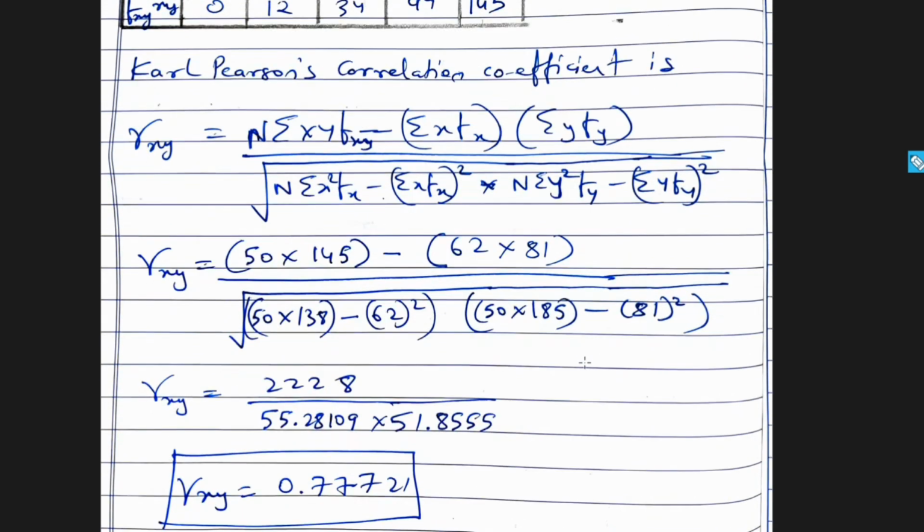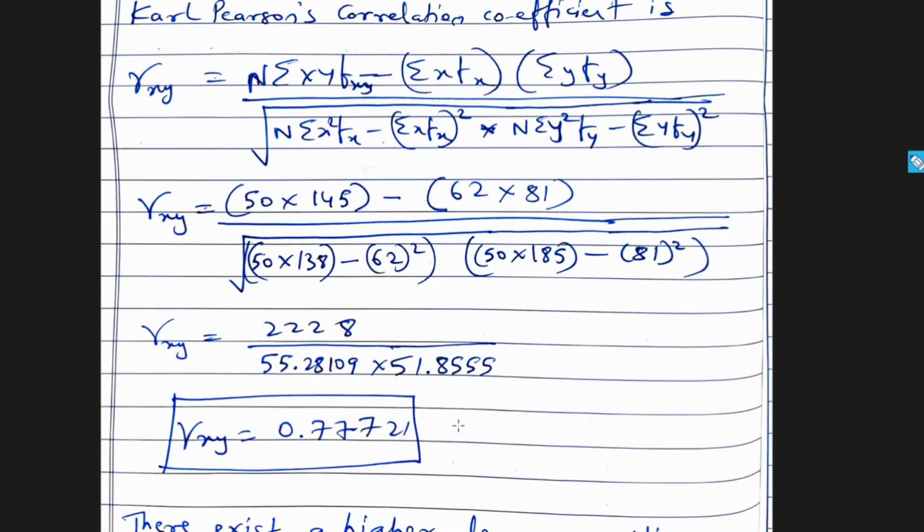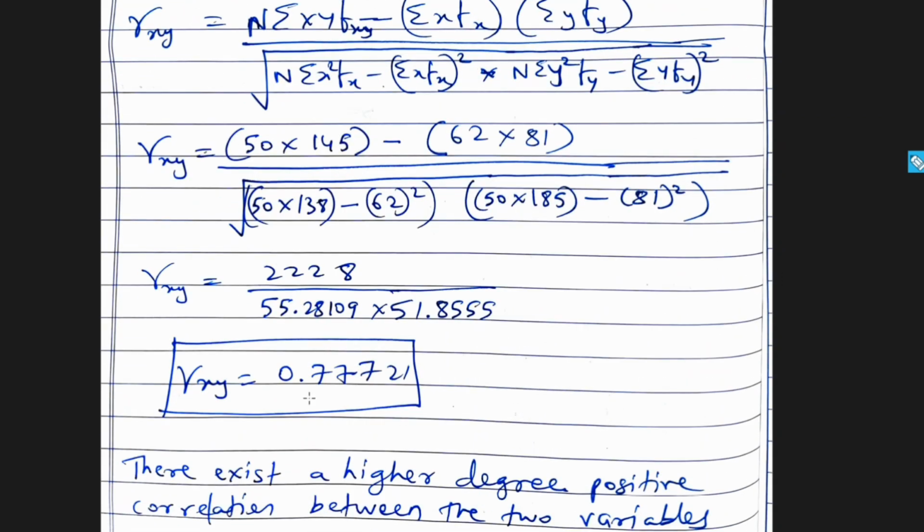So 81 square. Okay. When you solve the numerator, you will get 228 divided by, when you solve these two, the total of this is 55.28109 into 50 into 185 minus 81 square is this. The root has been taken. After the square root, the answers are 55.28109 into 51.8555. Okay. So when you multiply them and divide this 228 by the product, the final answer is 0.77721.